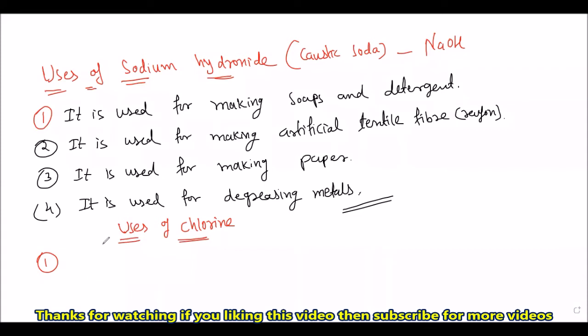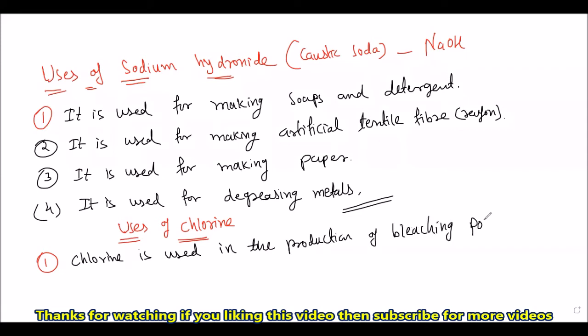And one more use is what? Chlorine is also used in the production of bleaching powder. Chlorine is used in the production of bleaching powder and hydrochloric acid. This is the first use.